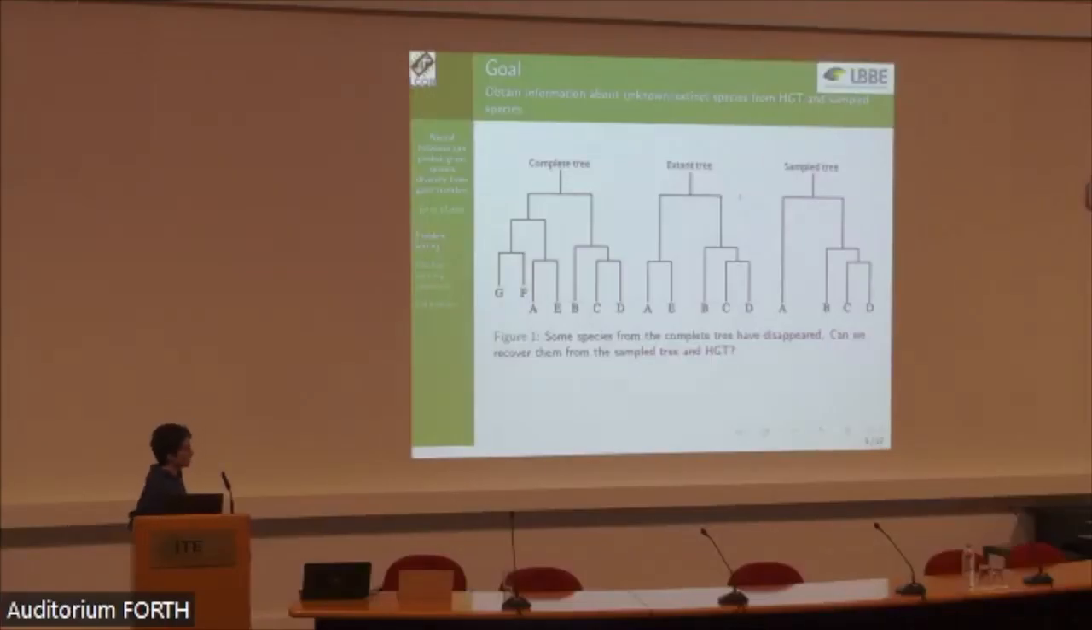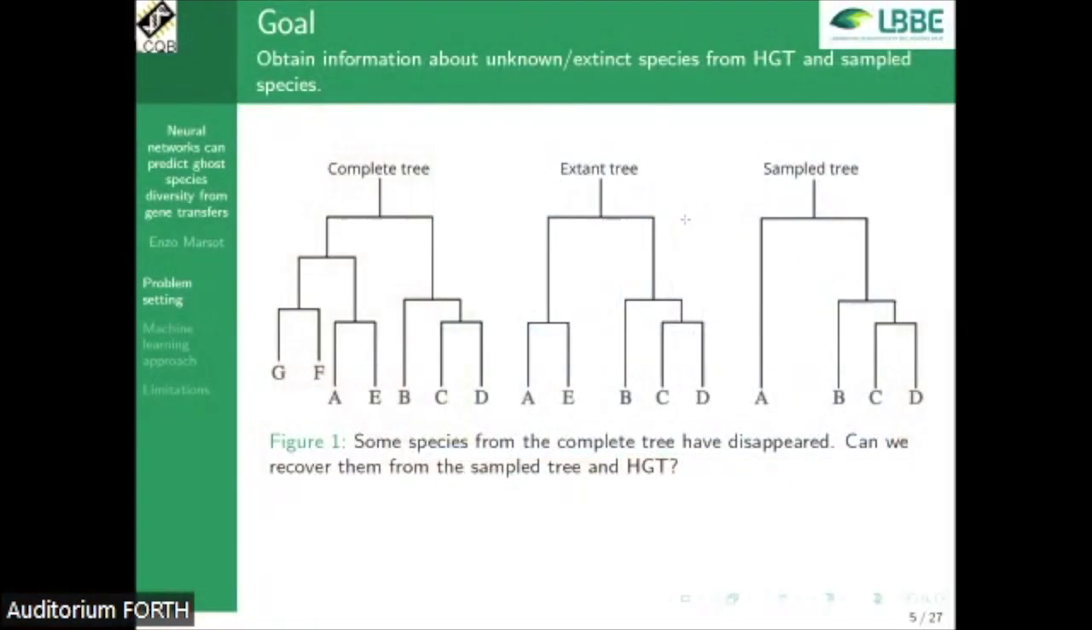So this is the problem setting. Let's suppose you have a complete tree. This represents the set of all species we consider. There are extinct species like G and F. This is the current time, the dotted line. The extant tree is the species that are still alive today, and the sample tree is the subset of species that are alive today, so we can sample their genome, and that we know. So our goal is to obtain information about the whole tree from just this, which doesn't seem obvious, but I'll explain how we can do it.